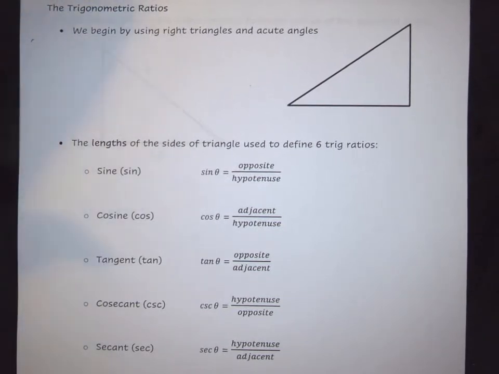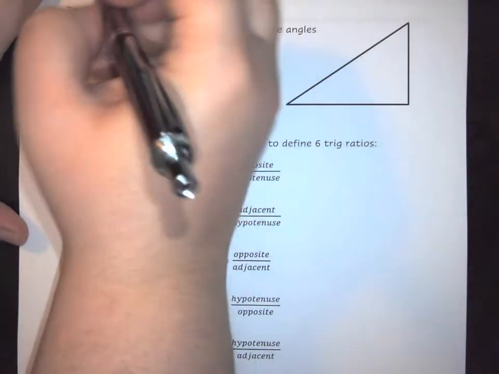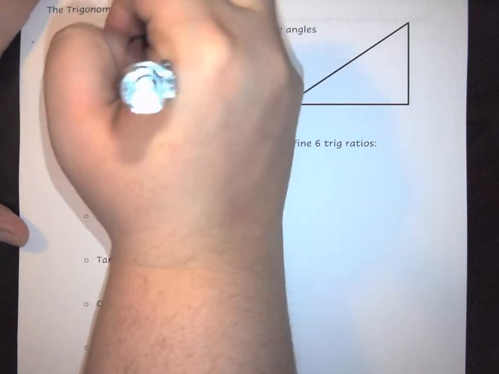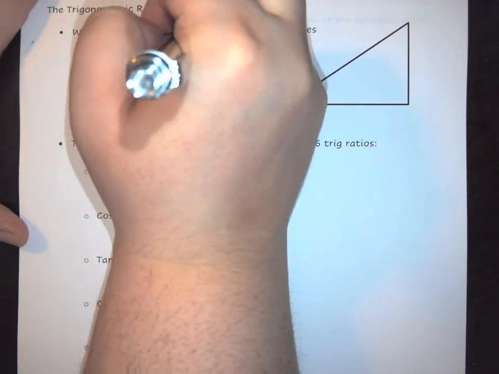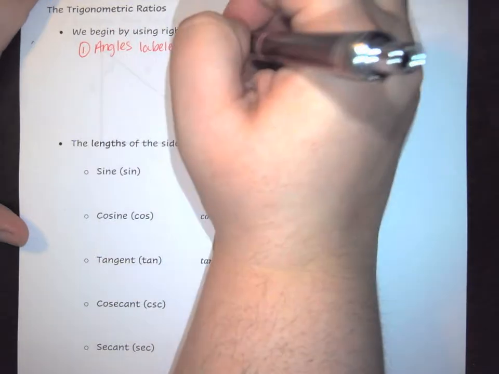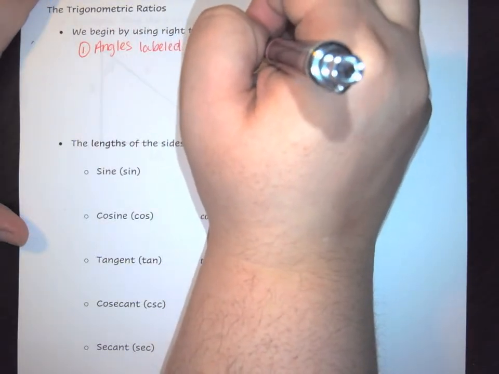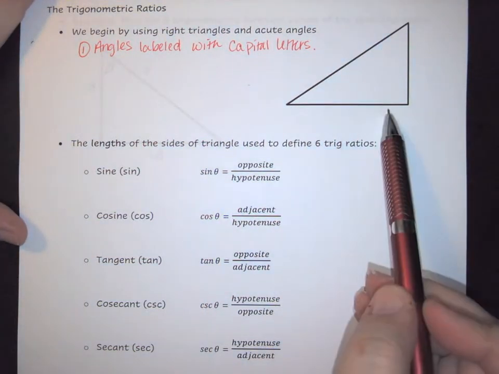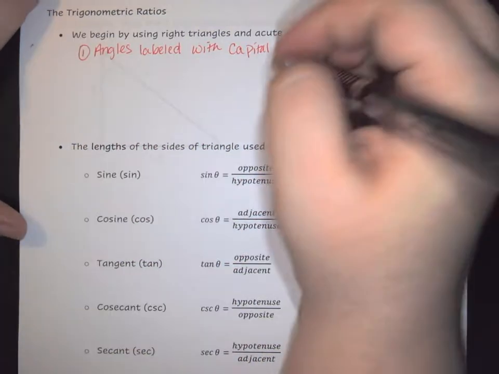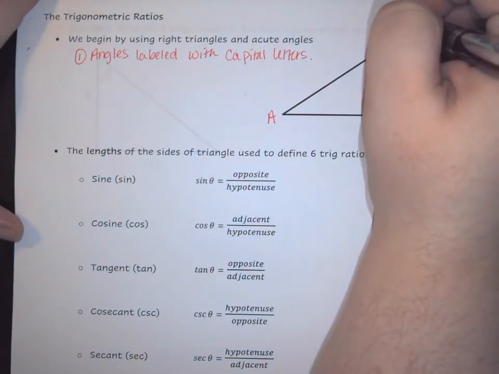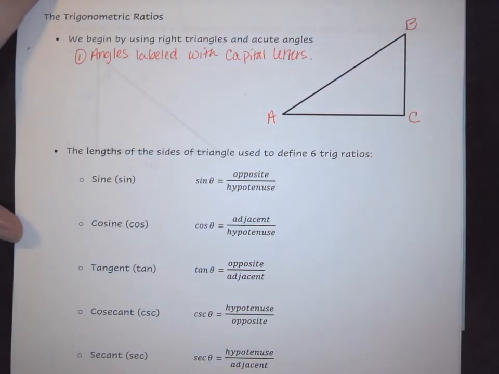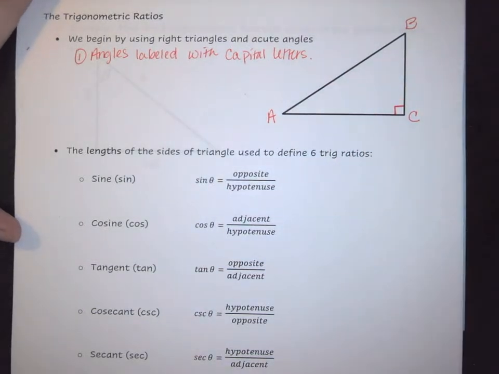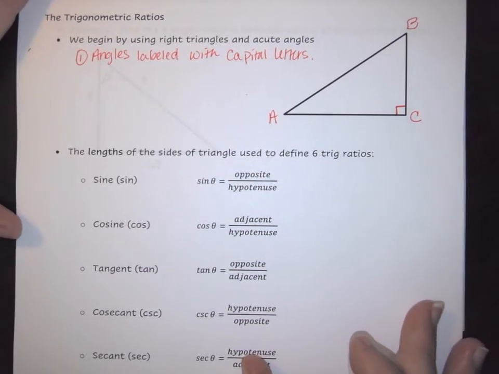So when we're talking about a right triangle, there's a few things that we have to know. First, your triangle angles are labeled with capital letters. So for example, in this triangle here, we would label our angles, say, A, B, and C. Now the other thing that we know is that one angle has to be a right angle. That's what makes this work.